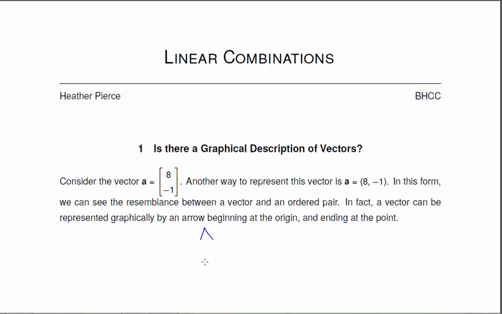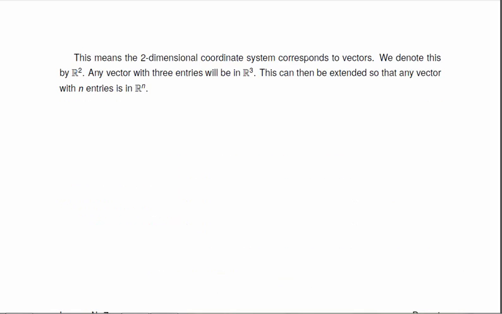When we have a vector, we can graph this as a point, and we typically draw a line from that point to the origin, and that is how we graphically represent a vector. Representing vectors like this means every two-dimensional coordinate system corresponds to a vector, and we call this R2.